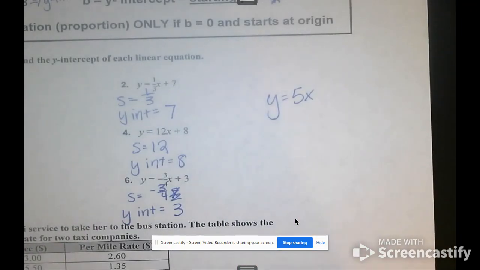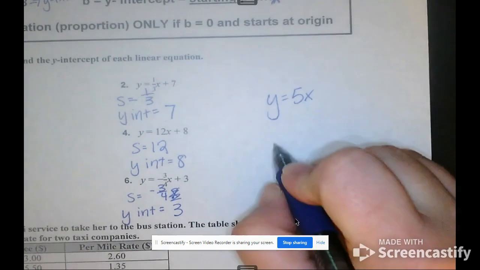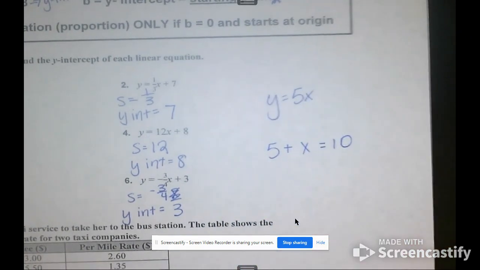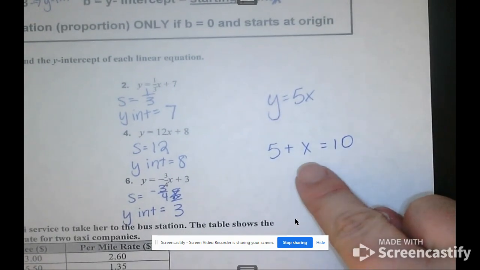Okay, so this one. If y'all had 5 plus x equals 10, what would you do to solve that?